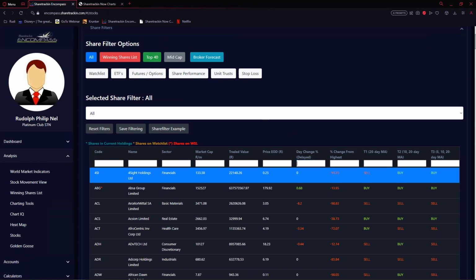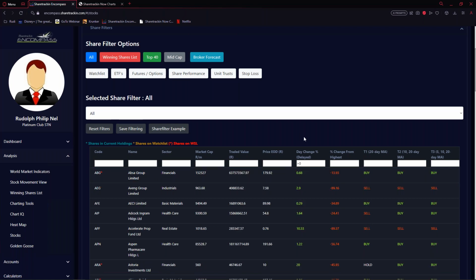Okay, so with the share filter, the first thing I usually do is change the date change percentage to greater than 0. The reason I do that is so that I can find all the shares that have grown for today, which means I'm looking for positive shares for the day that are going up. Then also the traded value.